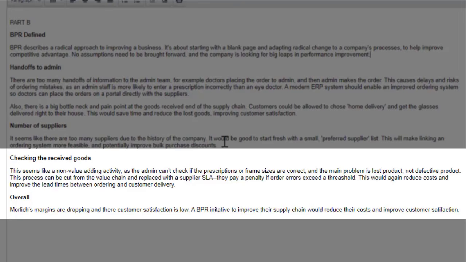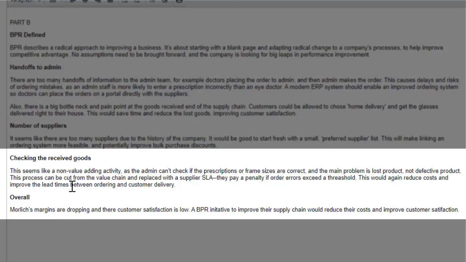Next idea, checking the received goods. This seems like a non-value adding activity, as the admin can't check if the prescriptions or the frame sizes are correct. And the main problem is lost product, not defective product. I'm trying to express more business acumen there, making my answer relevant, linking it to the story, using practical examples and illustrations from the industry.